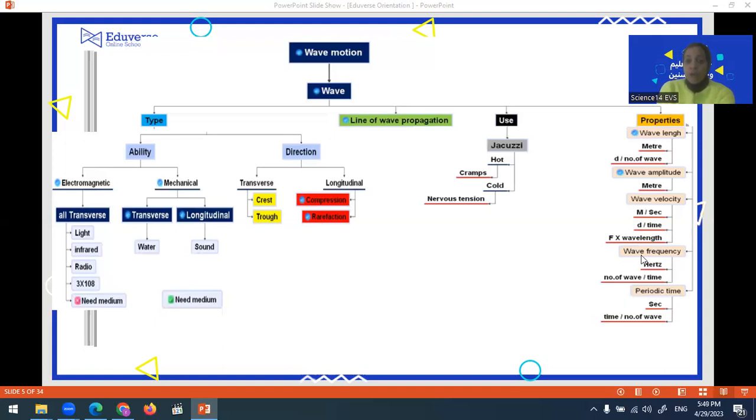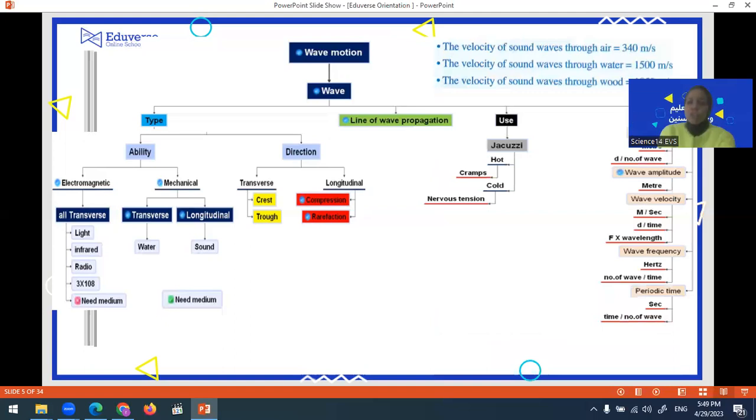Okay, let's talk now about the wave frequency. The unit we're going to use here is the hertz, which we already know. It's the number of waves per time. And periodic time is the time it takes for one wave. We can use the second as a unit, and we can find it by time over number of waves.